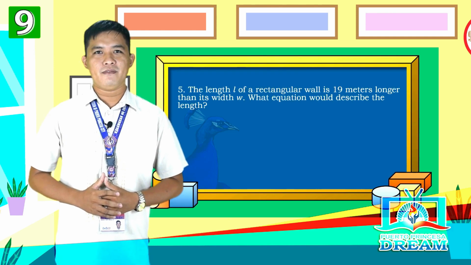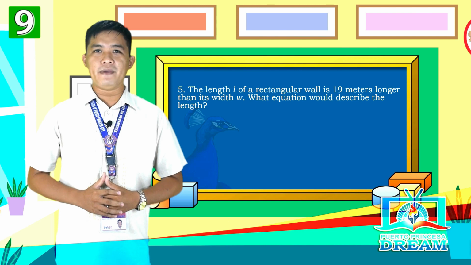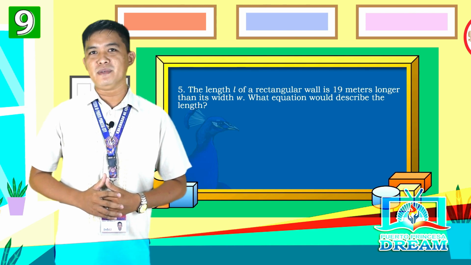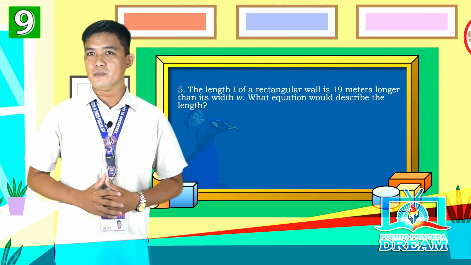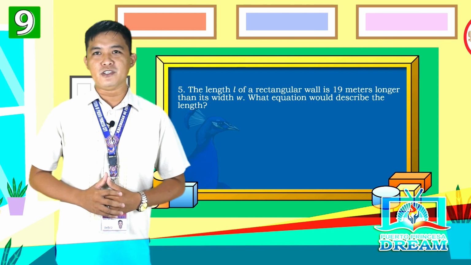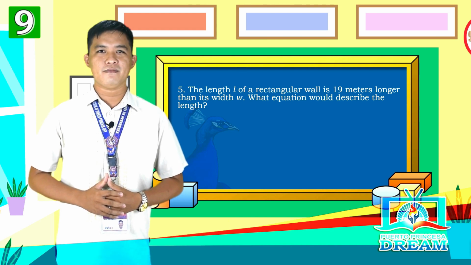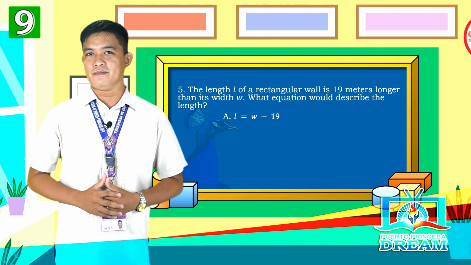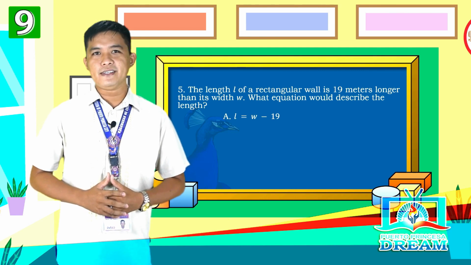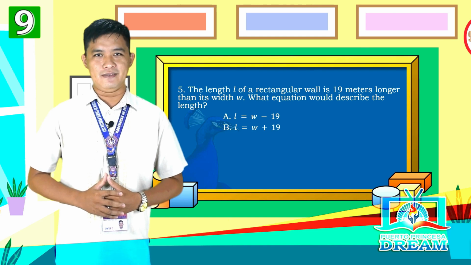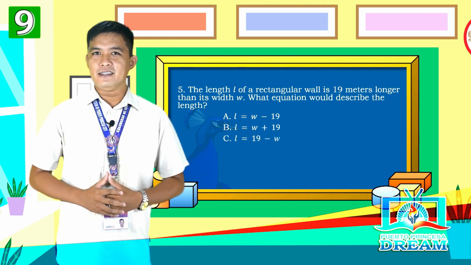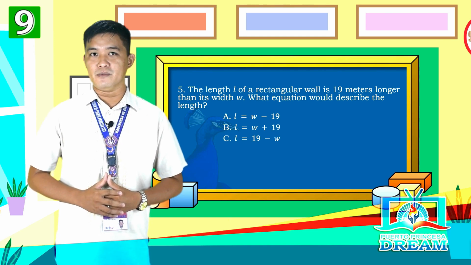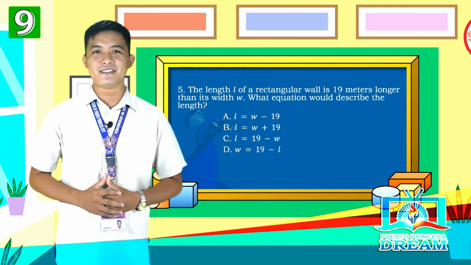Question number 5. The length L of a rectangular wall is 19 meters longer than its width W. What equation would describe the length? A. L is equal to W minus 19. B. L is equal to W plus 19. C. L is equal to 19 minus W. And D. W is equal to 19 minus L. Timer starts now.